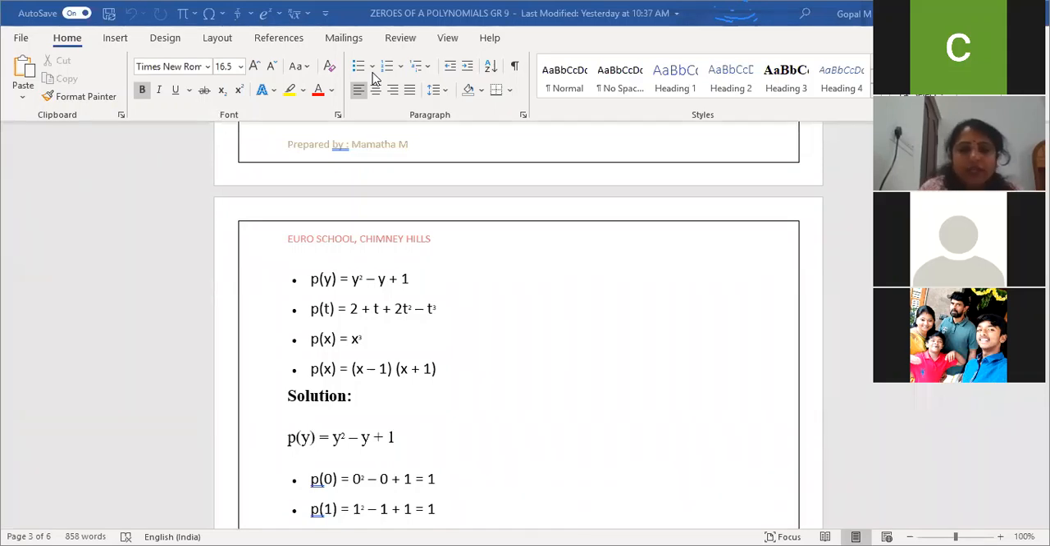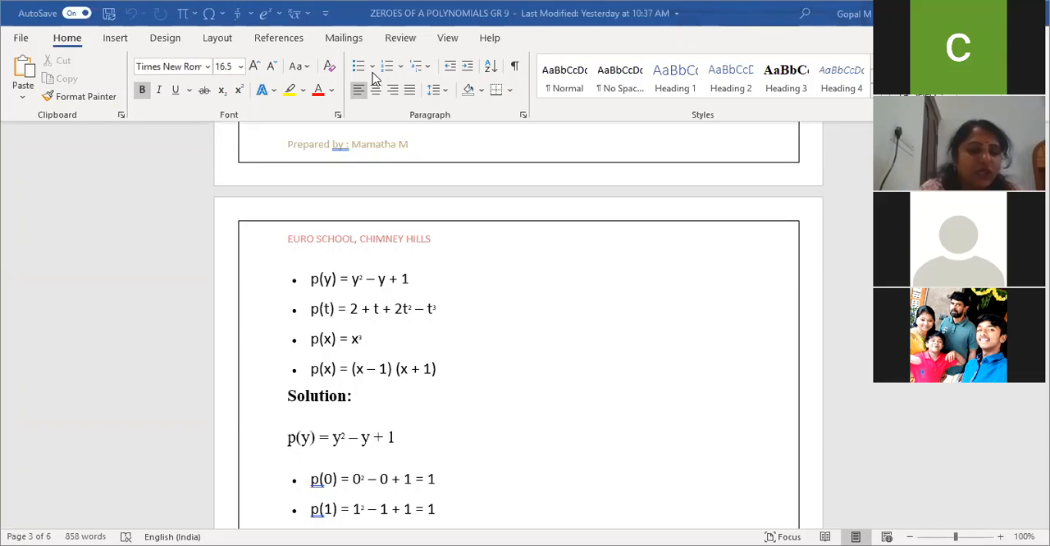Somebody asked a doubt about the last two questions. The 6th question was only ax. If we equate ax equal to 0, x is equal to 0. Am I clear, children? 0 by a is 0.